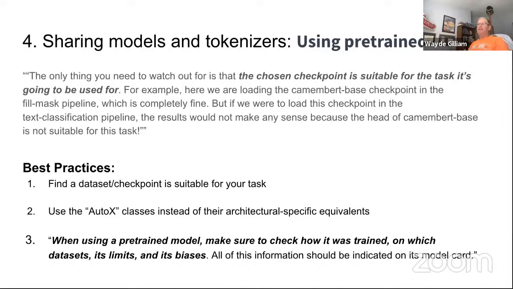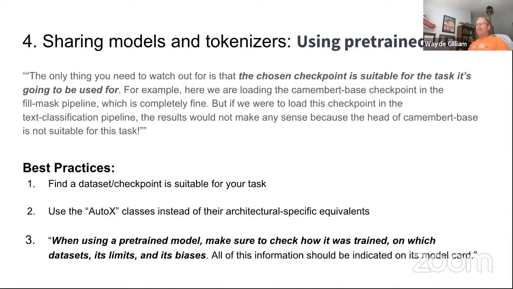But in our case, if we're training a sentiment model with 2 labels, we could use a model like that and fine tune it. So find a data set that resembles what you're trying to do, and then also try to find a checkpoint that's suitable for your task.